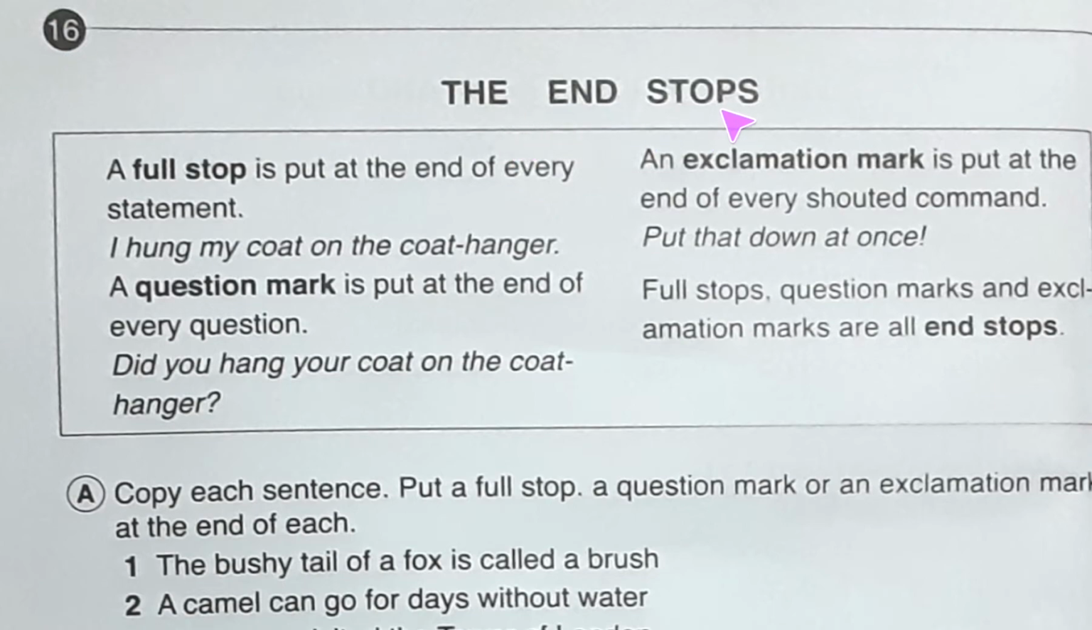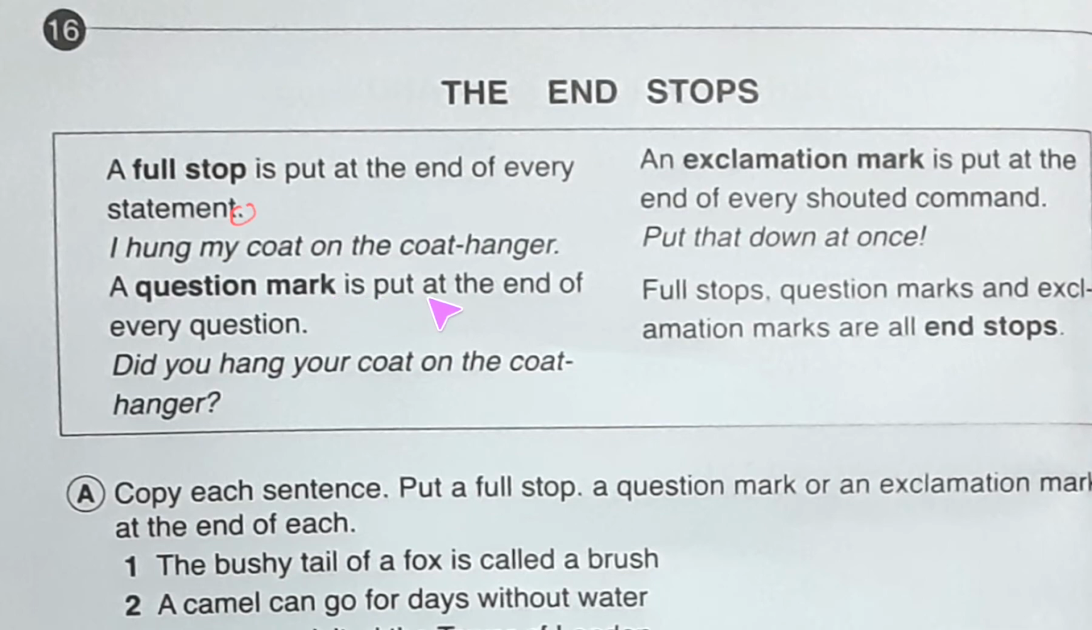Today I'm going to discuss Junior English Book 2, page number 16, and today's topic is the end stop. A full stop is put at the end of every statement. Here it has put, see, this is a full stop, and a sentence is also written. This is also a sentence. After that, it is telling where we need to put a full stop. Here, the example: I hung my coat on the coat hanger. After finishing this, a full stop is used.